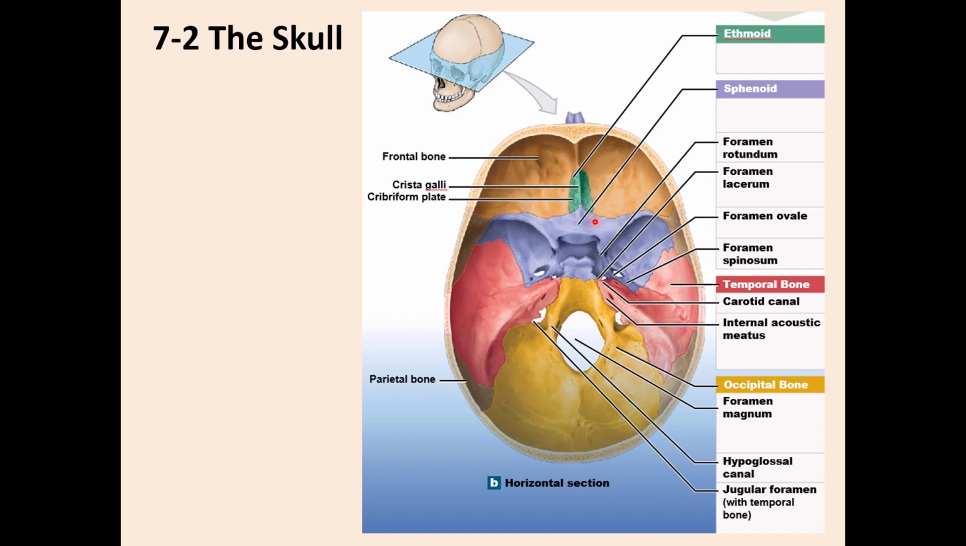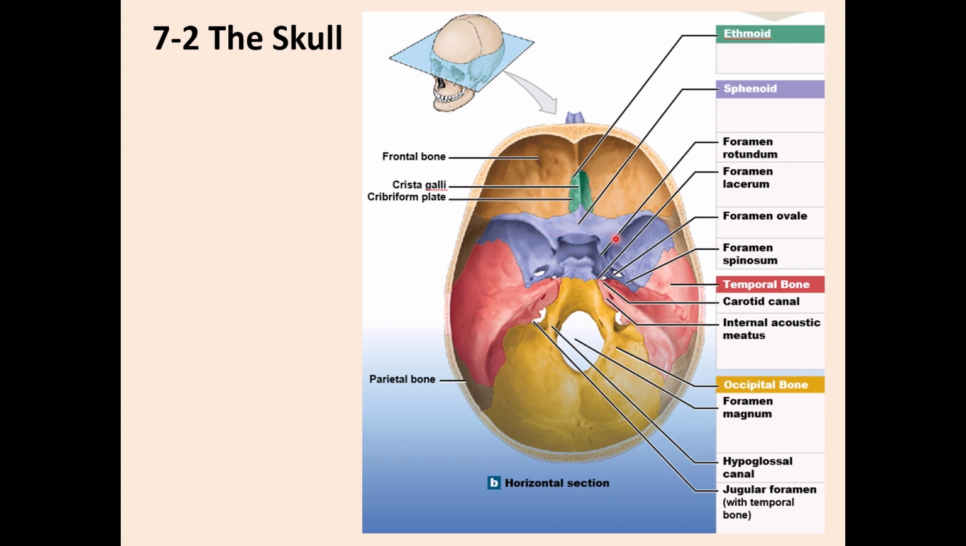In the anterior cranial fossa, you have the frontal bone here, and also the ethmoid. In the ethmoid, you can see two different structures. One is a horizontal structure called the cribriform plate, and the other one, in the midline, is called the crista galli. The crista galli is perpendicular to the cribriform plate.